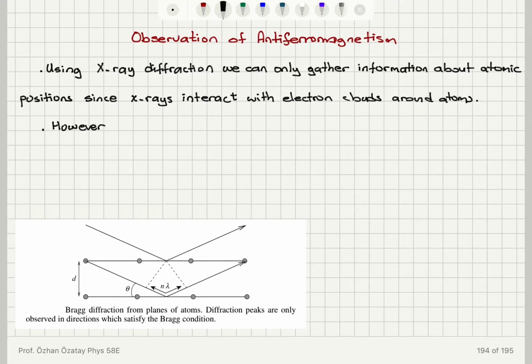However, neutrons carry magnetic moment.